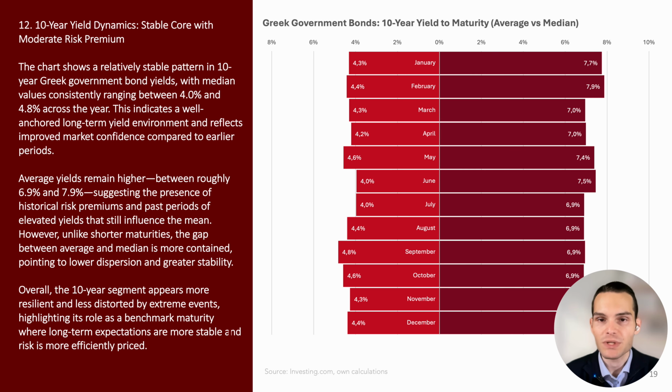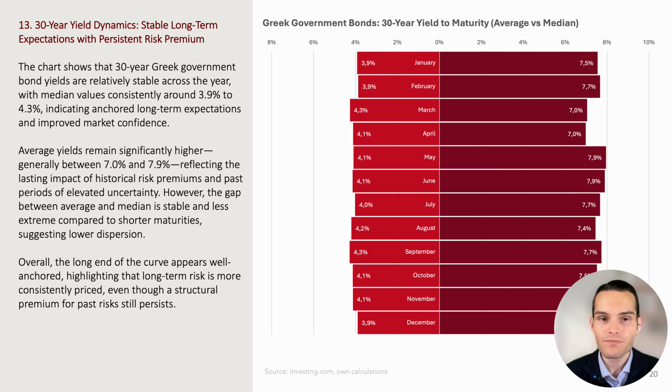The 10-year maturity segment appears more stable compared to short-term bonds. Median yields remained relatively consistent throughout the year, reflecting more anchored long-term expectations. Although average yields were slightly higher due to past crisis periods, the gap between average and median values remained relatively limited. This suggests lower volatility and a more balanced pricing of long-term sovereign risk.